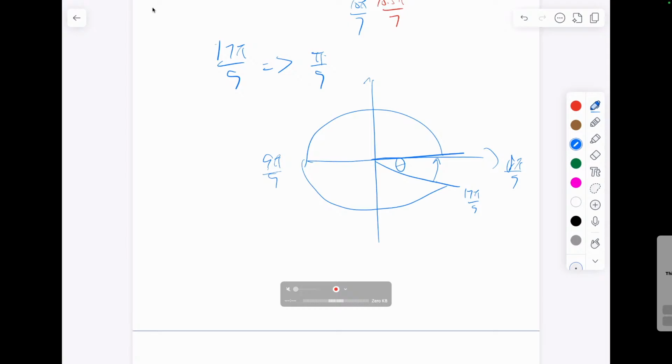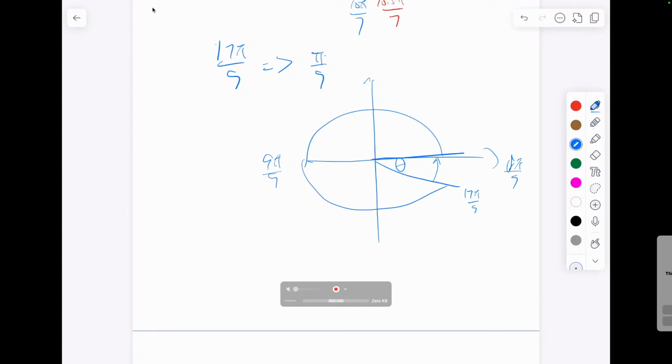So let's just say if you go around the track, it takes 18 minutes, right? At 17 minutes, how far are you from the finish line? You still have 1 minute left, right? So basically, this is what pi over 9 is. That 1 minute left to get there. Yes, Brandon.